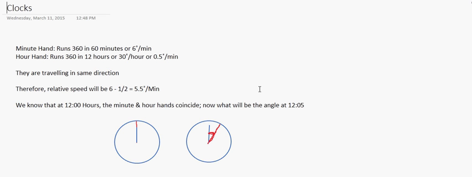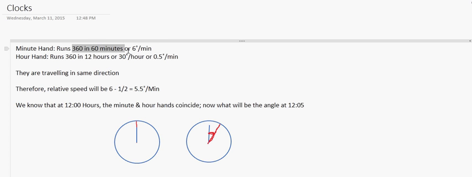We have two hands in clocks which we would be dealing with. One is the minute hand and the other one is the hour hand, right? We all know that a minute hand runs 360 degrees in 60 minutes, right? Or we can say the speed of the minute hand is 6 degrees per minute. So here we are finding the speed of each hand in degrees per minute.